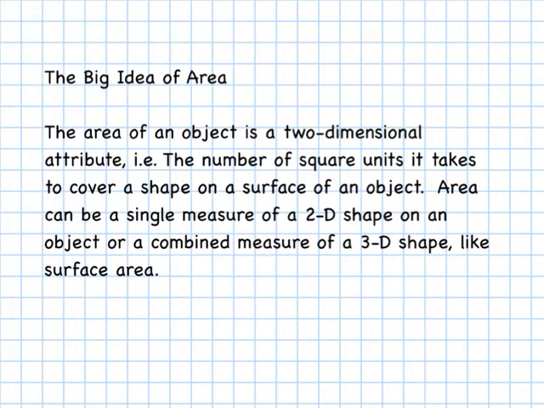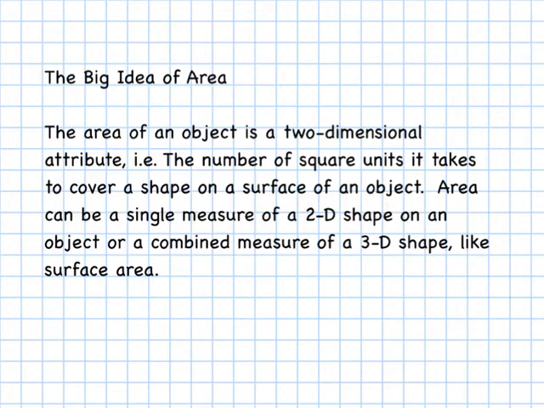As always, we want to begin by looking at a big idea for area, and I found this in a book. The area of an object is a two-dimensional attribute. I want you to remember that area is a two-dimensional attribute. We'll talk about that more as the lesson goes on. For example, the number of square units it takes to cover a shape on a surface of an object.